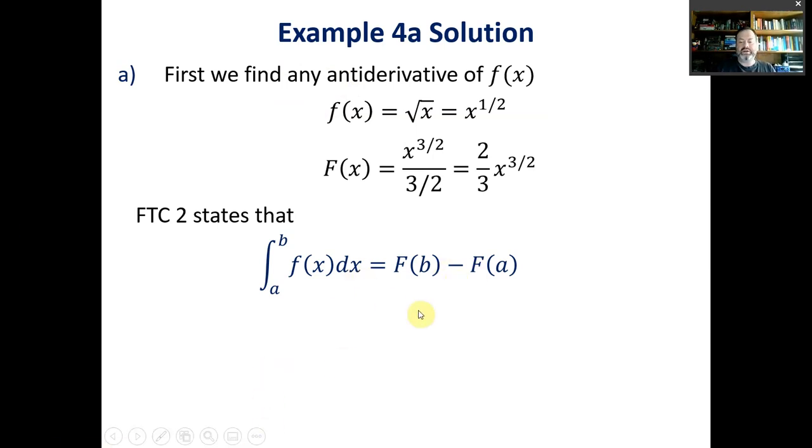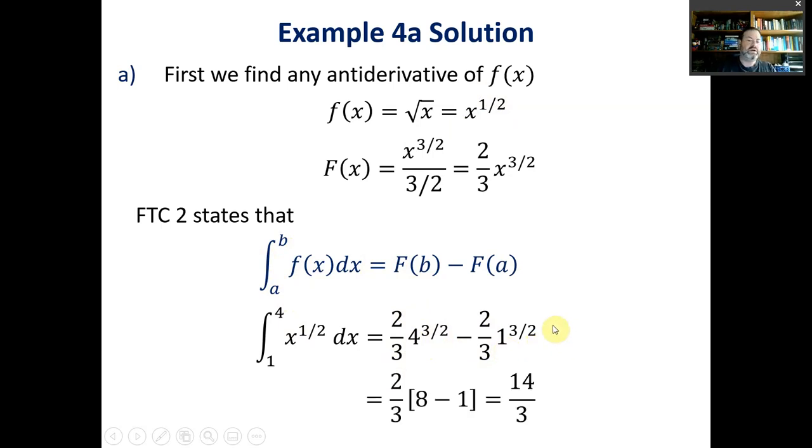Now we just plug everything into the formula, right? So the integral from 1 to 4 of x to the 1/2 is 2/3 x to the 3/2. So what we do is you take the upper limit, put it in here, take the lower limit, put it here. So that's just 2/3 times 4 to the 3/2 minus 2/3 times 1 to the 3/2. I factored out the 2/3. 4 to the 3/2 is 8. 1 to the 3/2 is 1. You get 14/3. You're done.